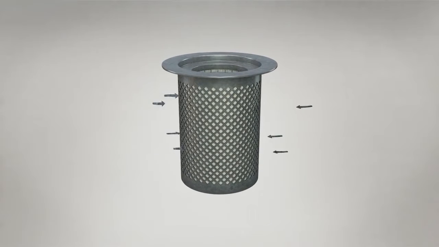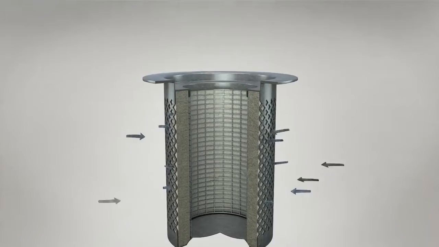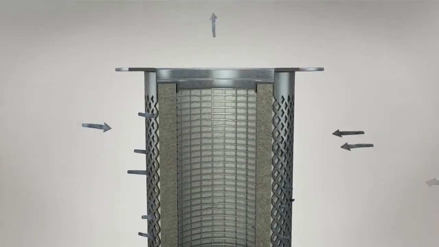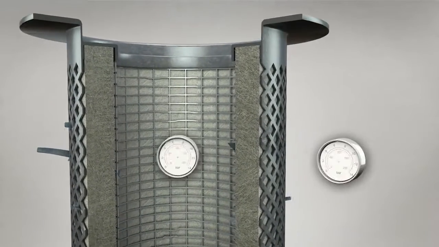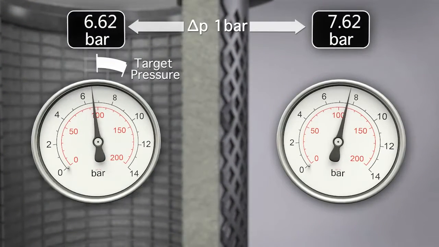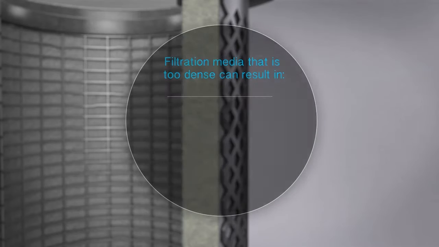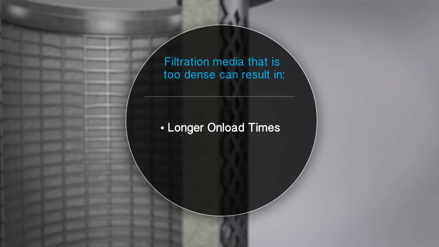However, things may not go to plan if this critical component is made from substandard materials or contains unsuitable filtration media. Filtration media that is too dense will restrict airflow, creating an increased pressure differential across the element. Consequently, the compressor will continue to think its target pressure hasn't been reached, when in fact it has. The result: longer on-load times and increased energy costs.